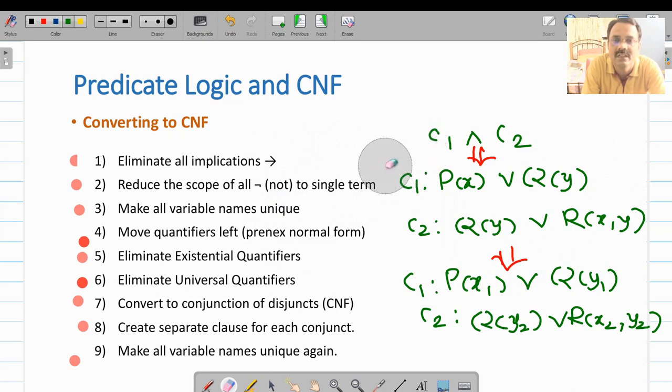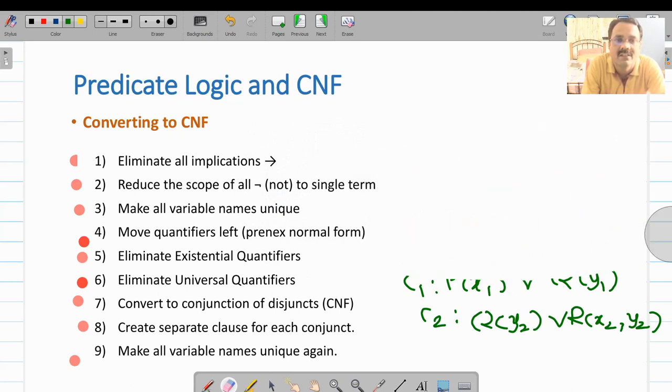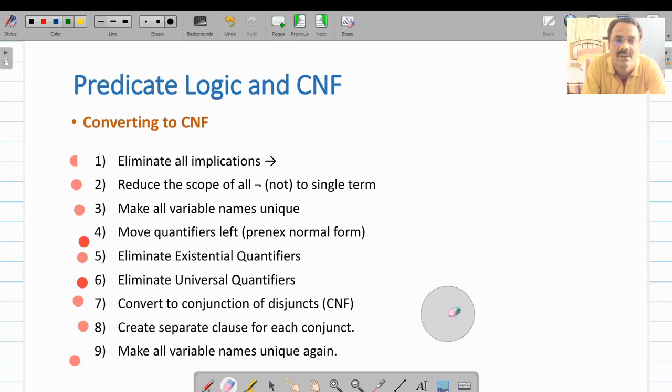So every statement will go through these 9 steps. Sometimes you may not need to apply all these 9. So ultimately you want the conjunctive normal form as the output. So this is how you are going to convert a statement into CNF. Now let us see an example on this.